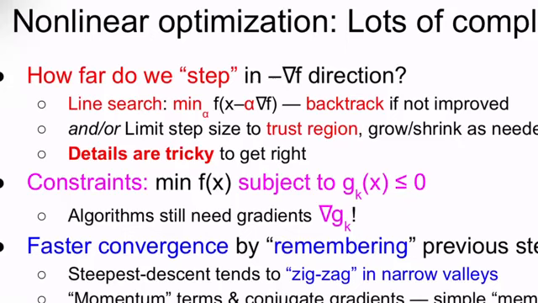But if you take too big of a step, the gradient is like a linear approximation, right? So that's only going to be valid for relatively small steps. If you take too big of a step, the gradient is not going to be an accurate indication of the downhill direction. So there's a lot of different strategies. One is you do a line search. You do a 1D minimization in this direction.